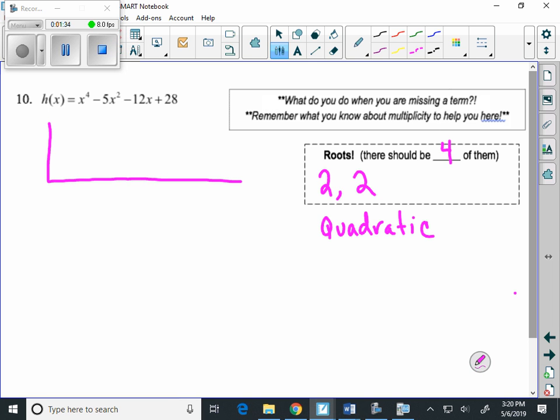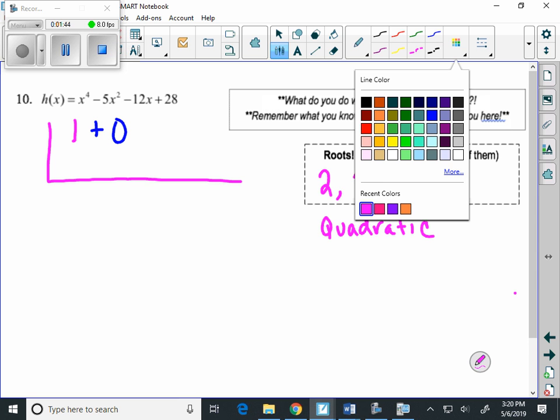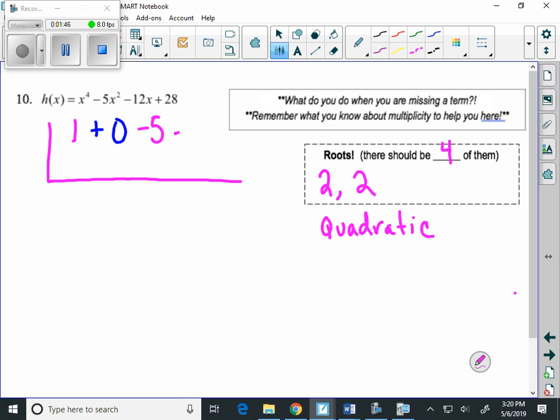And what we have is 1, but notice that we don't have an x cubed term. So this is going to be plus 0. Then it's going to be minus 5, minus 12, plus 28. Fourth degree for the 1. Third degree has the 0. Second degree is the negative 5. First degree is the negative 12. 28 is the 0 degree. And then we're going to take our roots over here, which are 2.